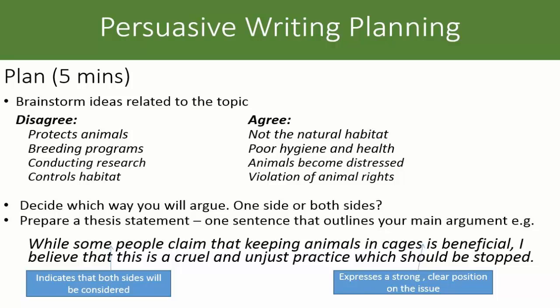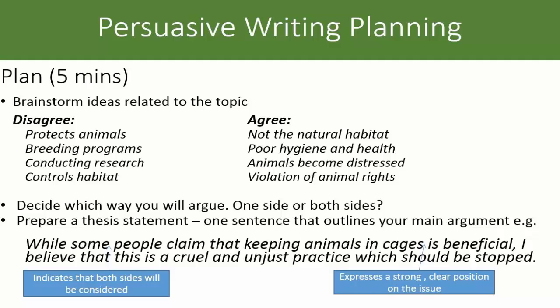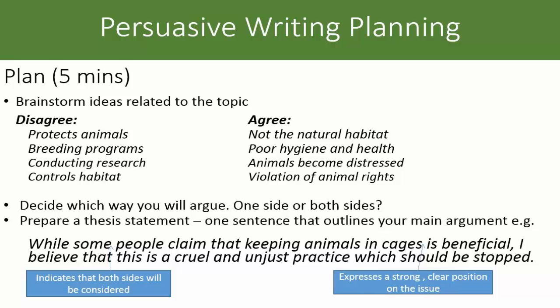So once you've weighed that up and you've decided on your position, now you can prepare what we call a thesis statement. So this is one sentence that outlines your main argument. Here's an example of a thesis statement. "While some people claim that keeping animals in cages is beneficial, I believe that this is a cruel and unjust practice which should be stopped."